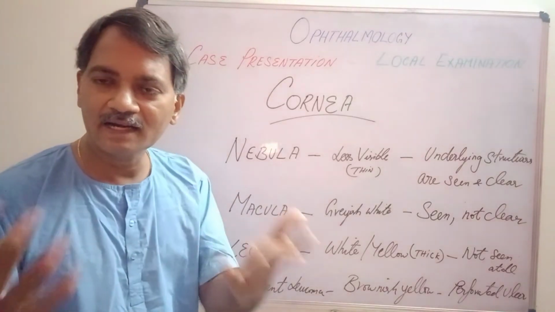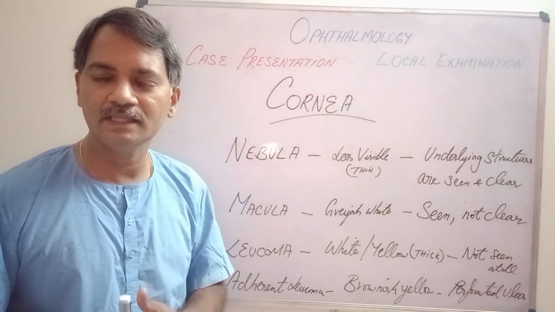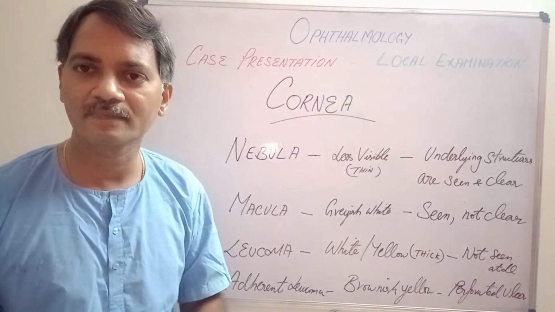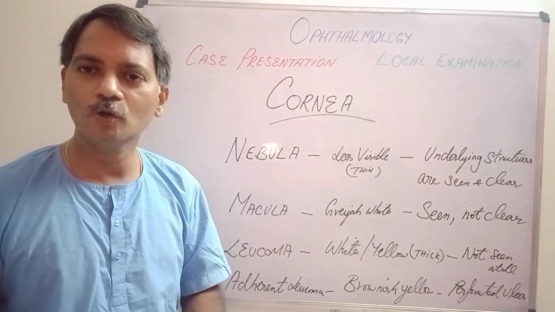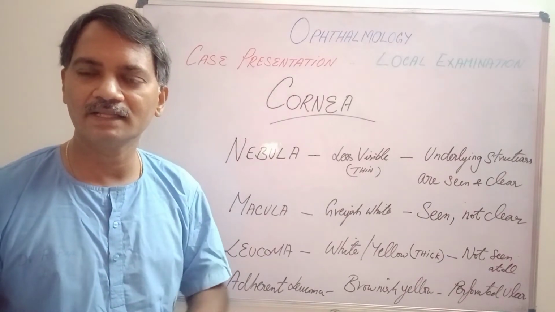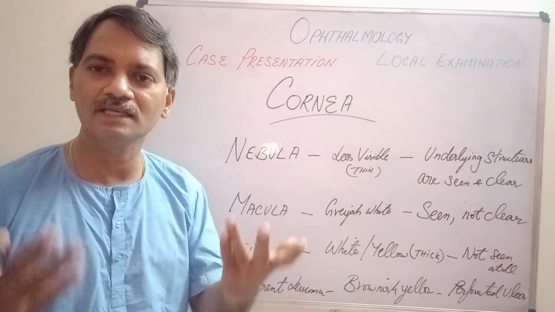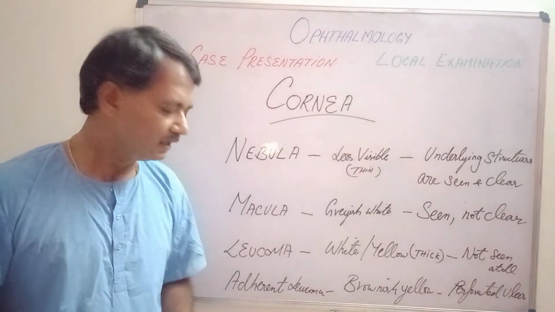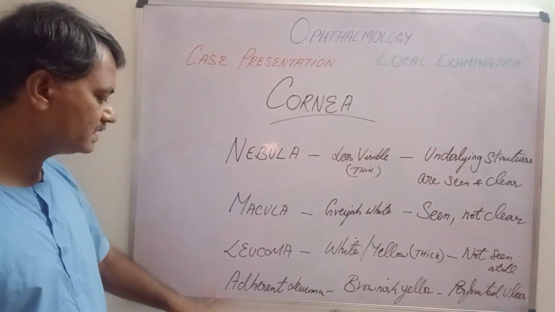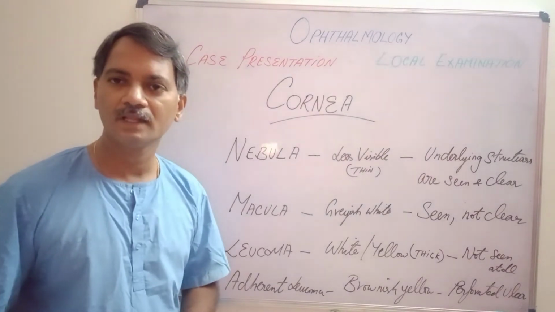When you see the underlying structures through the opacity, they are not at all seen. You do not know what is behind it, whether there is iris, whether there is lens, nothing is visible. The fourth type of opacity is adherent glaucoma.